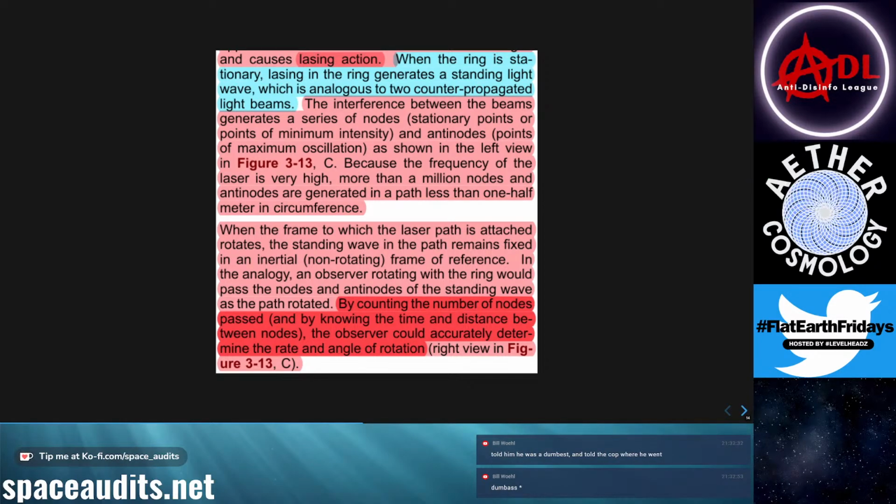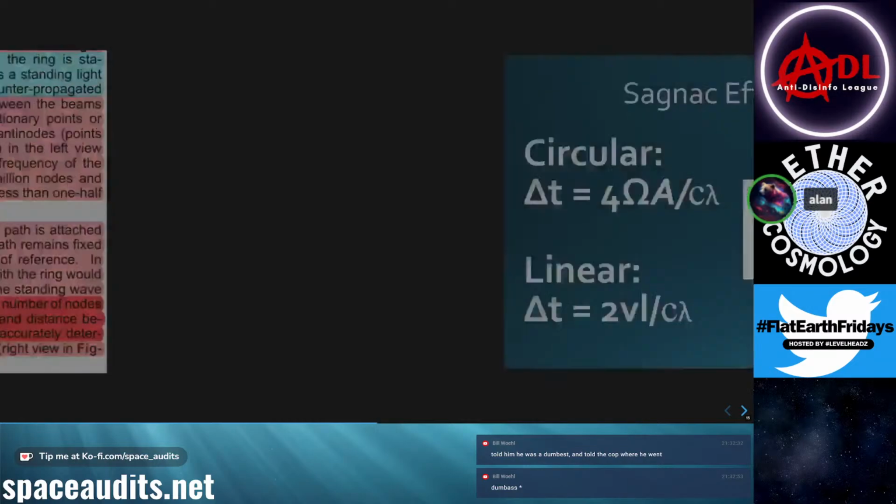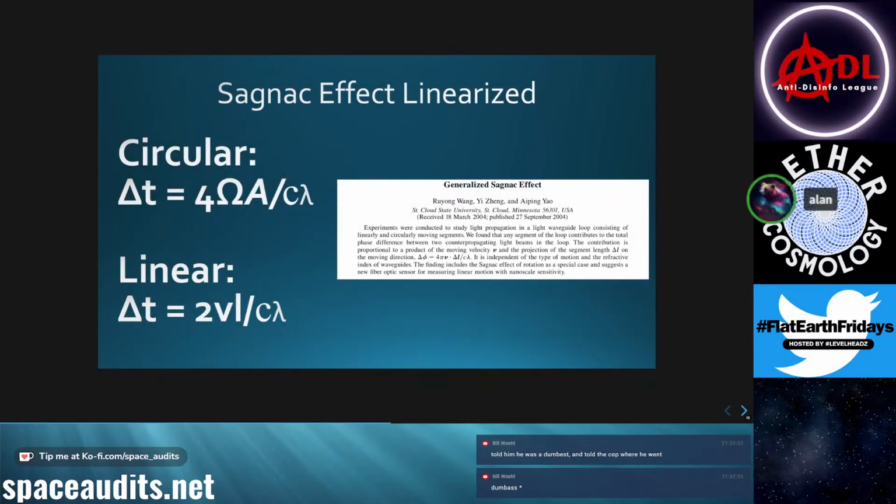No, well said. Cool. Okay, so we'll move on from this because this was just the explanation given for the fringes, but we already went over that a couple of times. So this is Wang in 2004 with the linearization of the Sagnac effect. And if you see the equation here, delta T equals 4 omega A over C squared times lambda, right? And the other one has the C squared too, but it's not on there.